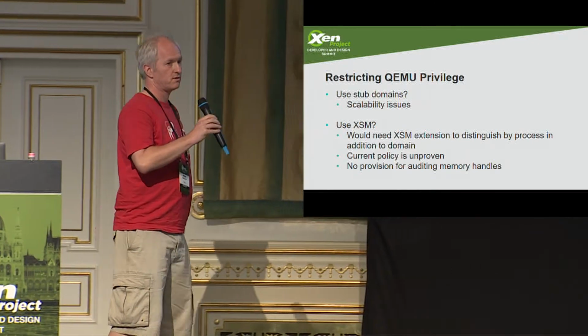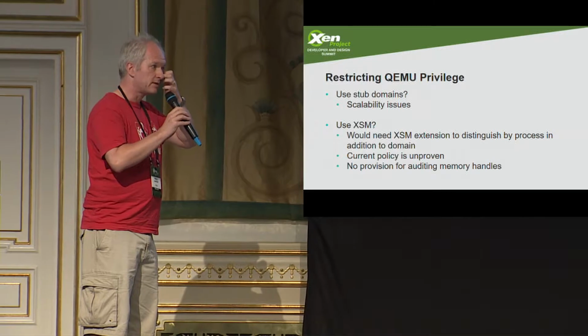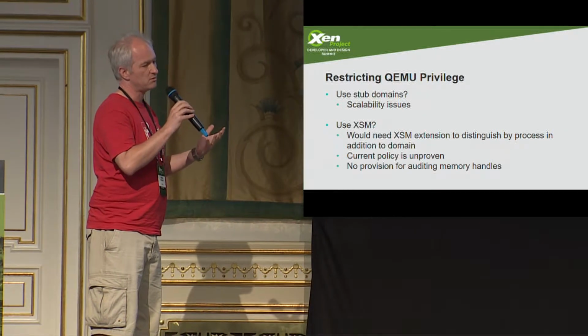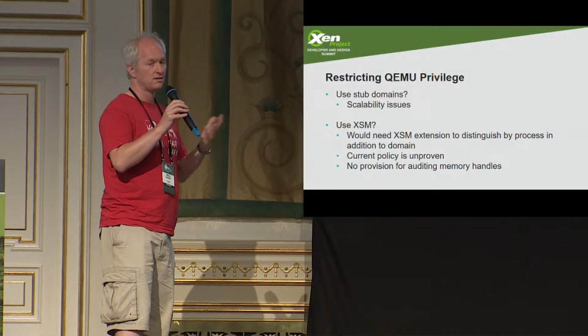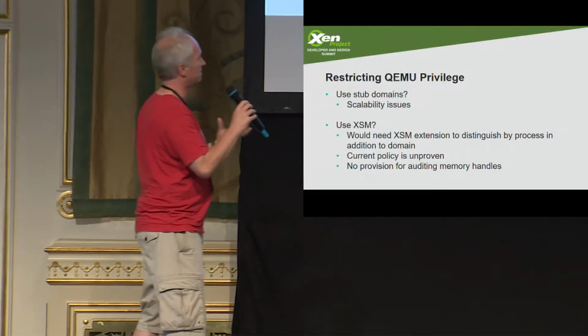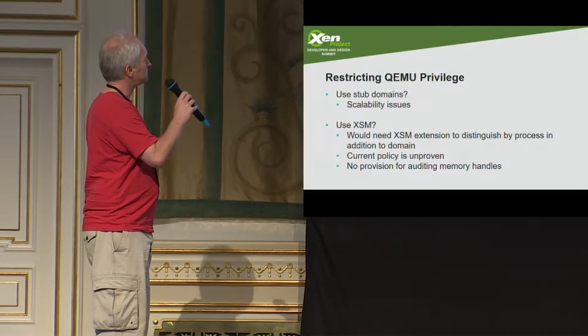So, options for restriction. We could use subdomains. We don't do this in XenServer because it presents a scalability issue. When you're running QEMU in the DOM0 control domain, at least the text segment of QEMU can be shared. Whereas if you're running a stub domain, then the whole memory image of the emulator has to be duplicated once per guest.